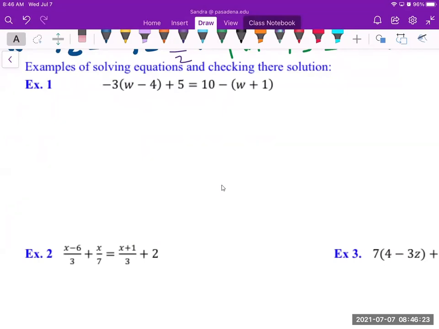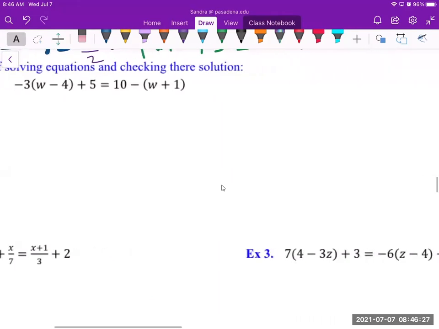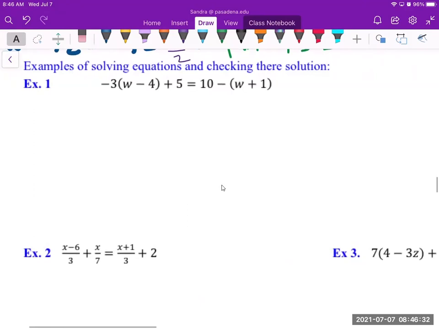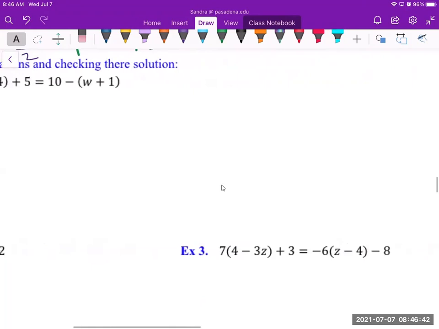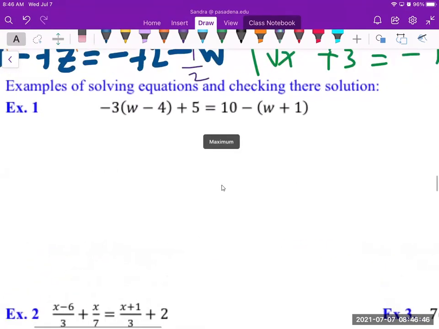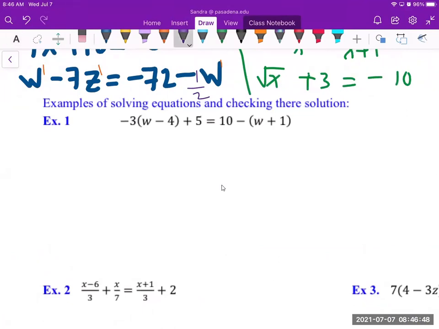Because this video is getting recorded, I'm only going to do 2 examples, and then you are going to be stuck with the other ones on your own. So I'm going to do only problems 1 and 2, and you will be stuck with problem number 3 on your own. Okay, so here we go.